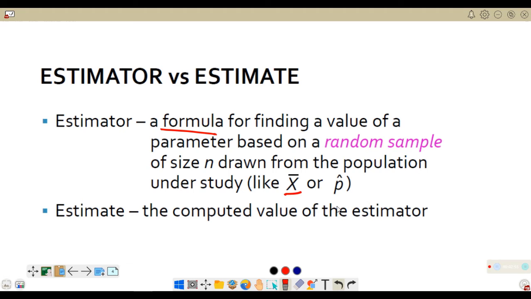For example, the mean or the proportion. So this symbol should be fresh to you. This is p hat. It is called p hat, and this is the notation that we're going to use for the proportion. This one, you are already familiar with. This is the average or mean. For the population mean, this is the symbol. If it is x with a bar on top, it is the sample mean. So, estimate. The estimate is the computed value of the estimator.